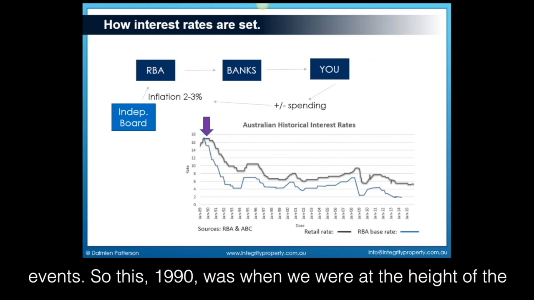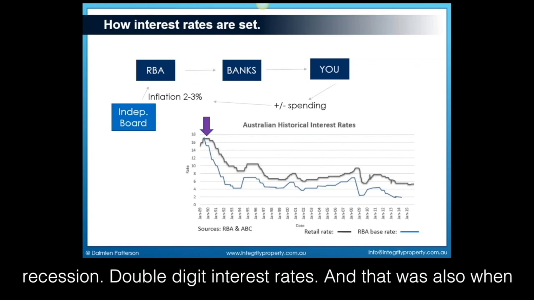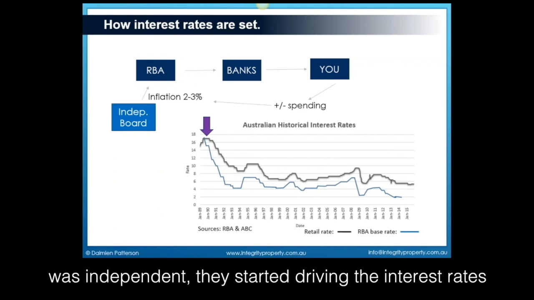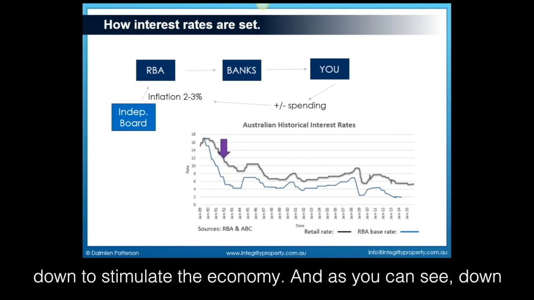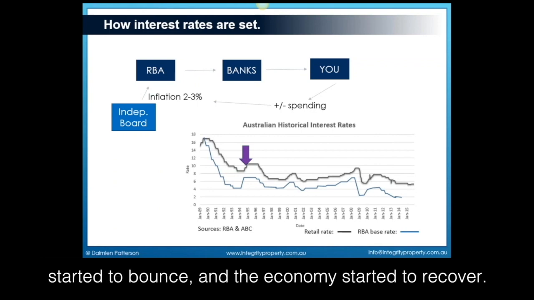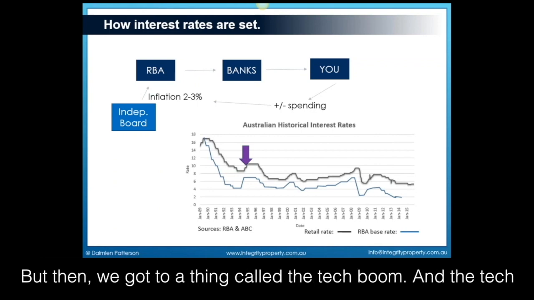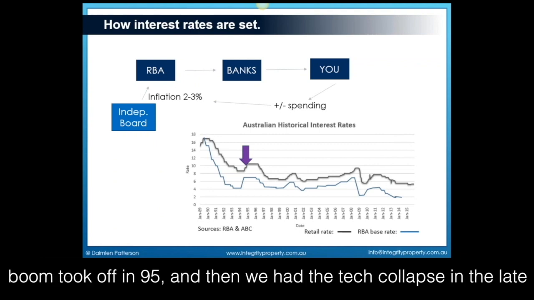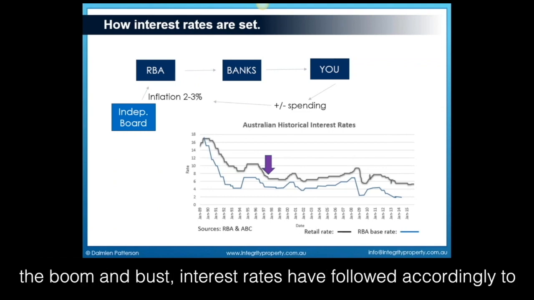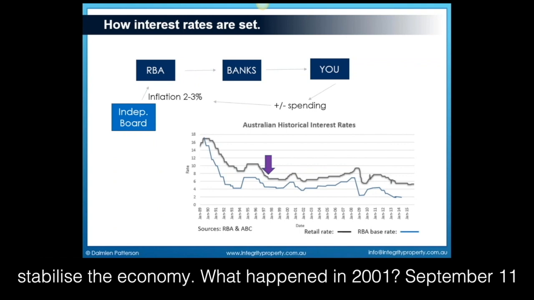So 1990 was when we were at the height of the recession, double-digit interest rates. And that was also when the board was made independent. As soon as the board was independent, they started driving the interest rates down to stimulate the economy. And as you can see, down came the interest rates. When we got to about 94, 95, things then started to bounce and the economy started to recover. But then we got to a thing called the tech boom, and the tech boom took off in 95, and then we had the tech collapse in the late 90s, so we dropped interest rates again. So you can see during the boom and bust, interest rates have followed accordingly to stabilise the economy.